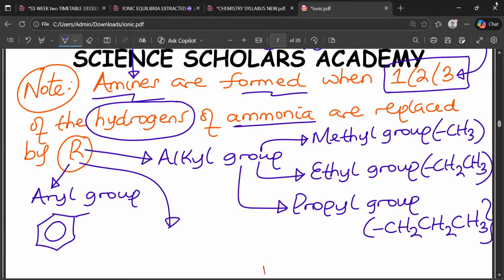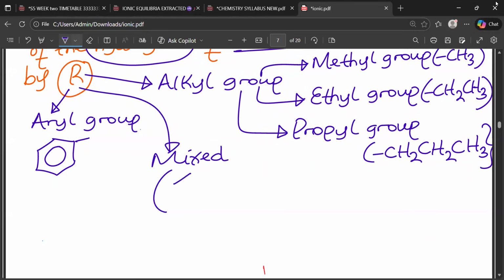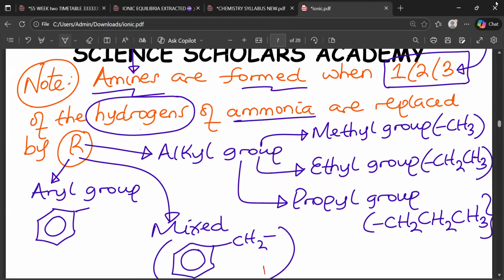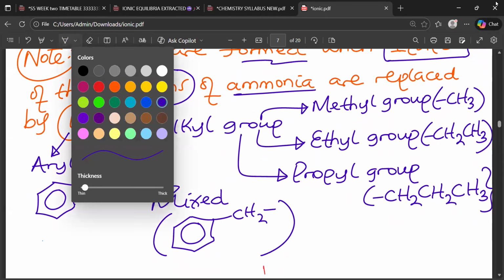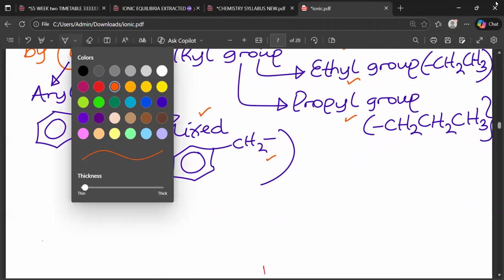Then the group could be a modified one, or it could be mixed. What I mean by mixed is that you can have the benzene ring, maybe with a CH3 like that, then with the bond there. You get? So that R that is replacing one or more of the hydrogens of ammonia could be the alkyl group with those examples, as you can see, methyl, ethyl, or propyl. It could be the aryl group, which is basically the phenyl group, or it could be mixed with both the benzene ring and some aliphatic chain. The other group, of course, cannot be used.